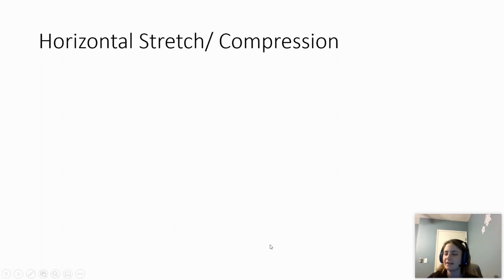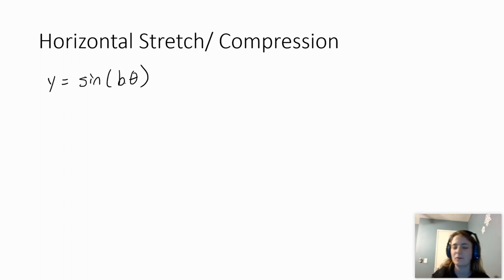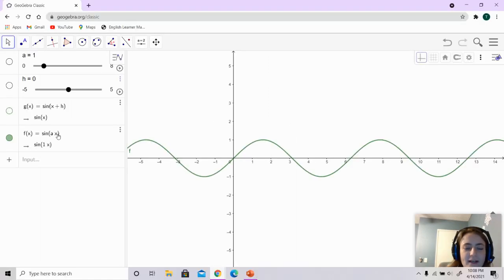Okay, now let's look at horizontal stretches and compressions. So we want to look at a trig function in which theta has a coefficient b in front of it. What does that b do? I have our sine of a times x, and we want to know what that coefficient a does to the graph. So here's our slider. When a is 1, we have our basic sine graph.